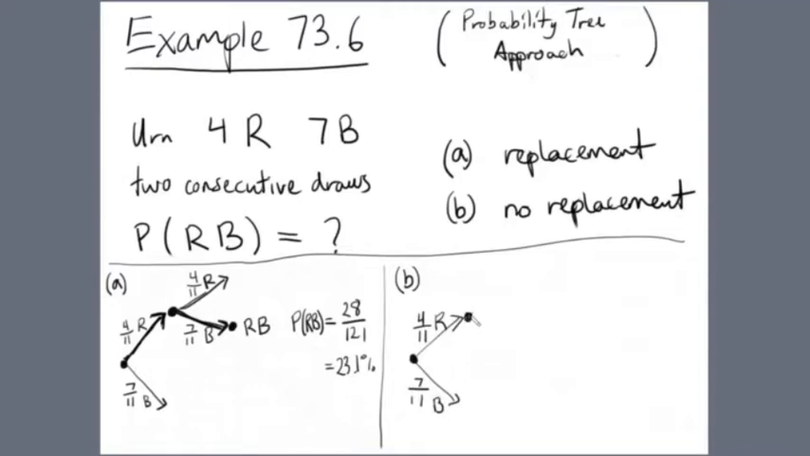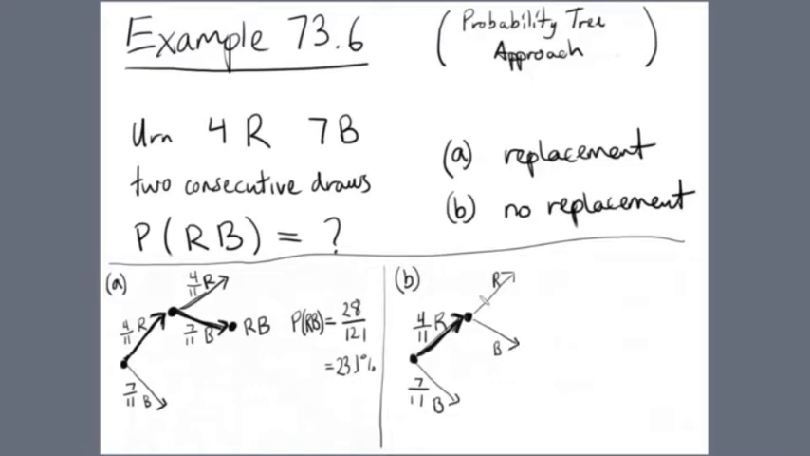Okay, so we don't really care about traveling this path where we drew a blue on the first draw, because we're only interested in the chance of drawing a red on the first draw, followed by a blue on the second draw. So we travel along this path here. And now that we've drawn a red on the first draw, what could happen on the second draw is we could draw a red again, or we could draw a blue.